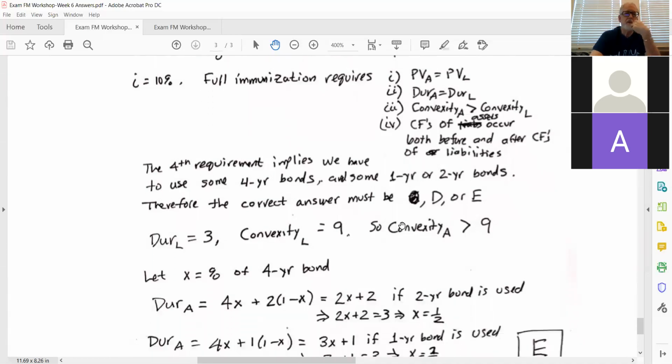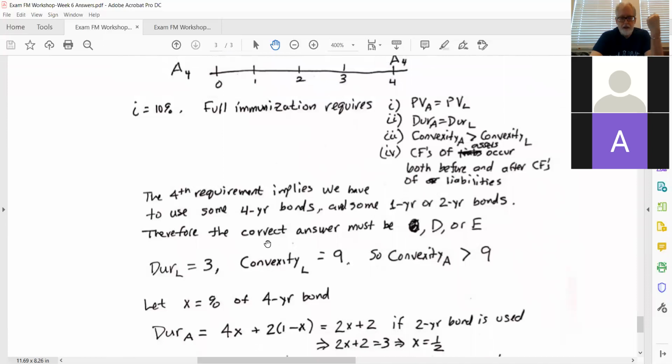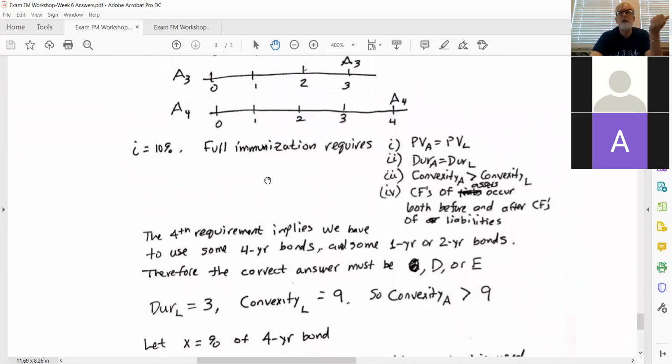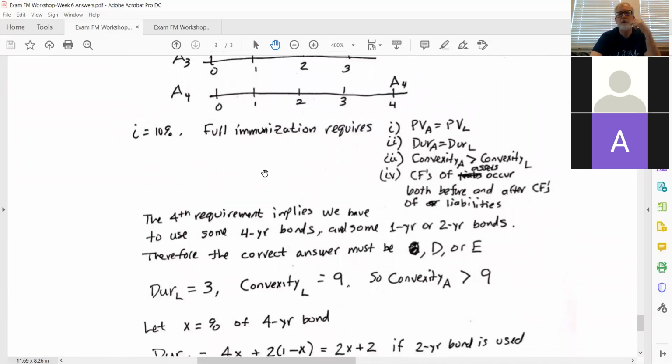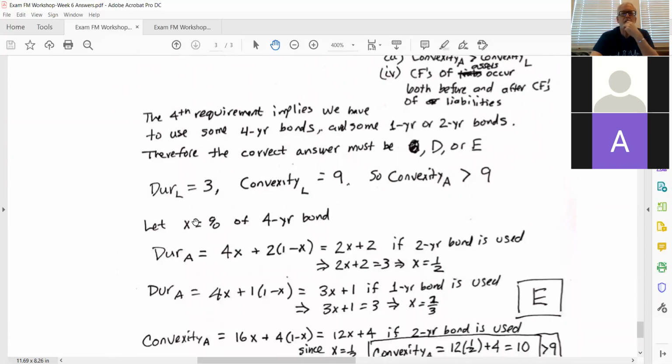So the first one to try, since the answers are down to either the 1-year and the 4-year or the 2-year and the 4-year. So first, in this case, I let X be the percentage of the 4-year bond, because we're going to do that twice. Then the duration of the assets, if we use the 4-year and the 2-year, is 4 times X plus 2 times 1 minus X, we would need to use 50-50, we get our ratio as 1/2.